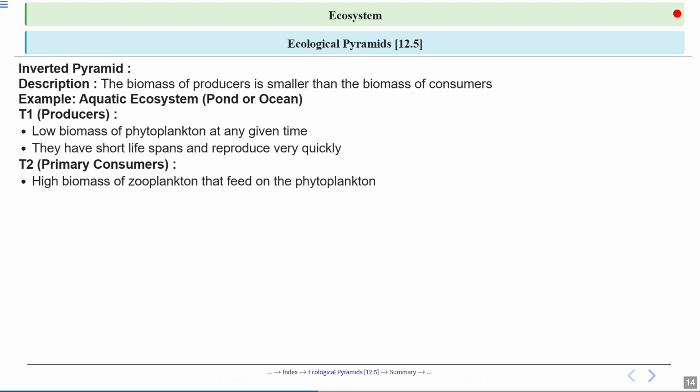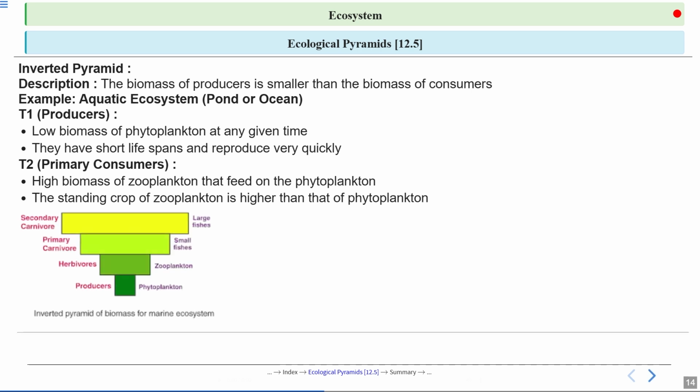These zooplankton often live longer and grow larger, so their total weight at any given moment is actually greater than the phytoplankton they feed on. The standing crop of the zooplankton is higher than that of the phytoplankton, meaning their biomass is more. The total weight of the zooplankton is greater compared to the producers. So here you can see you are getting an inverted pyramid of biomass in the case of the aquatic ecosystem. In the terrestrial case, you get the upright pyramid. In the aquatic ecosystem, you get an inverted pyramid of biomass.